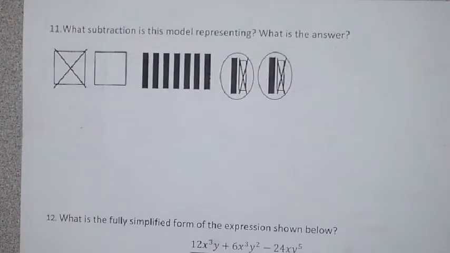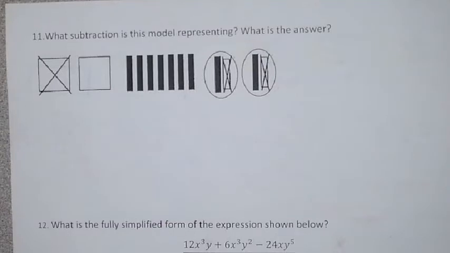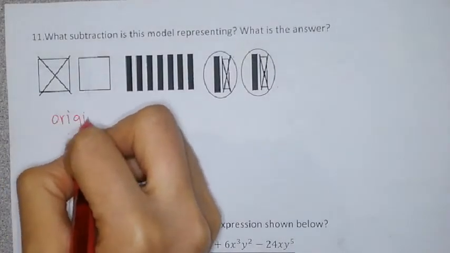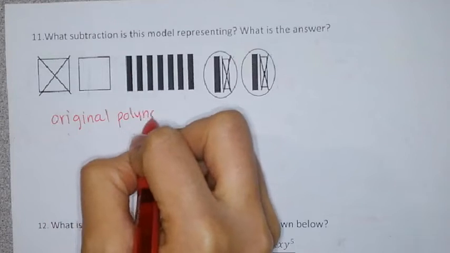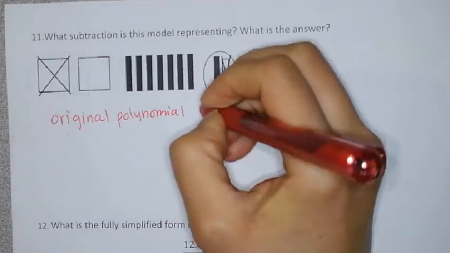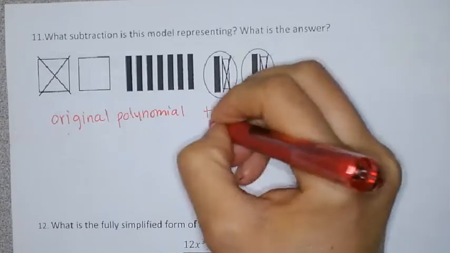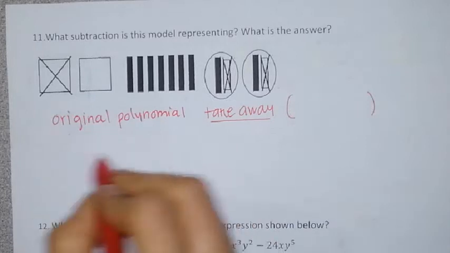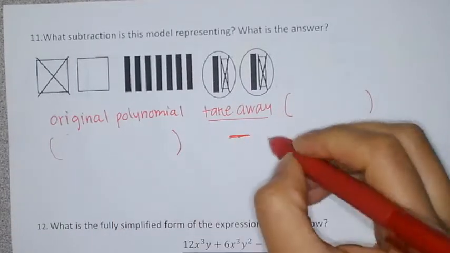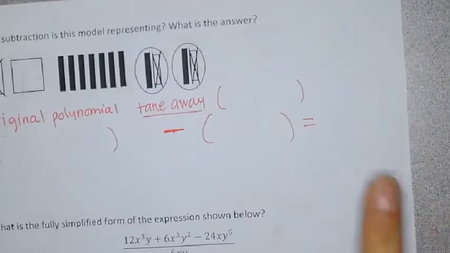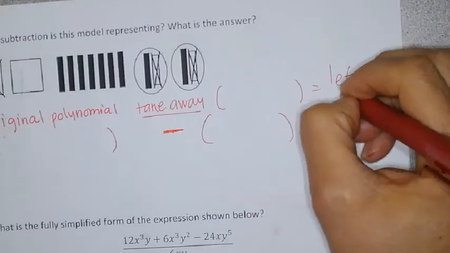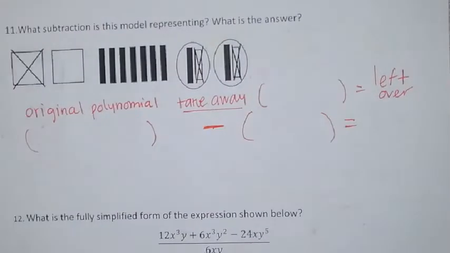Number 11 also gave you some trouble today in class, because it's a pictorial representation of a subtraction. So I want to know my original polynomial, and then I'm going to take away, and what did I take away? We go over here, right? The takeaway would be a minus sign, and then what did I take away? And then what was the answer? What was left over after I took stuff away?